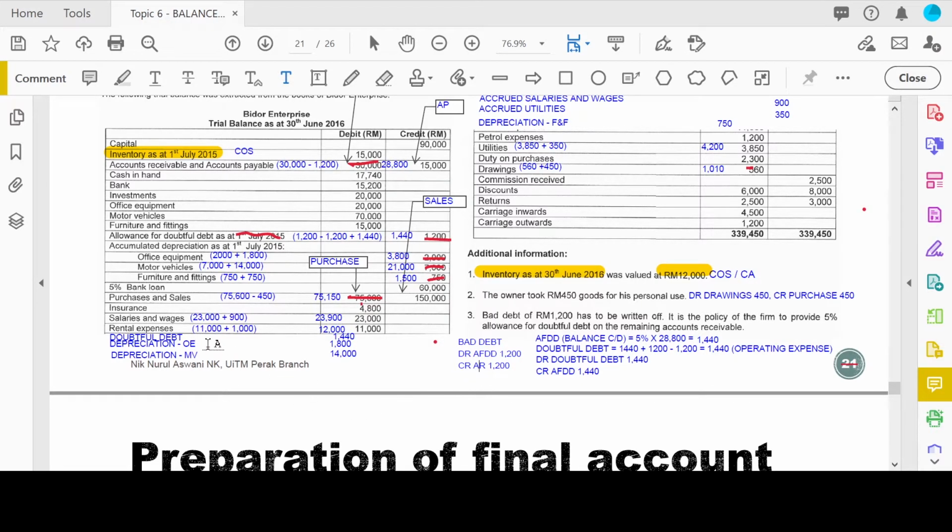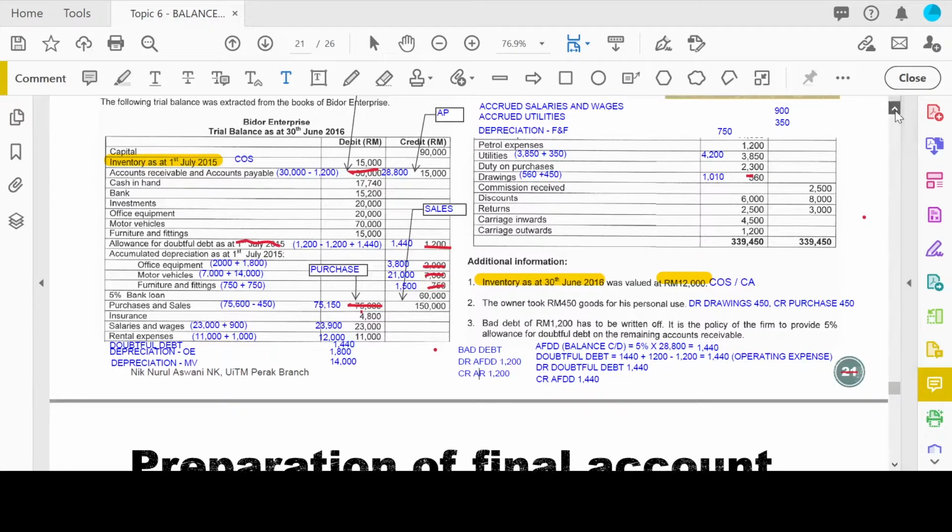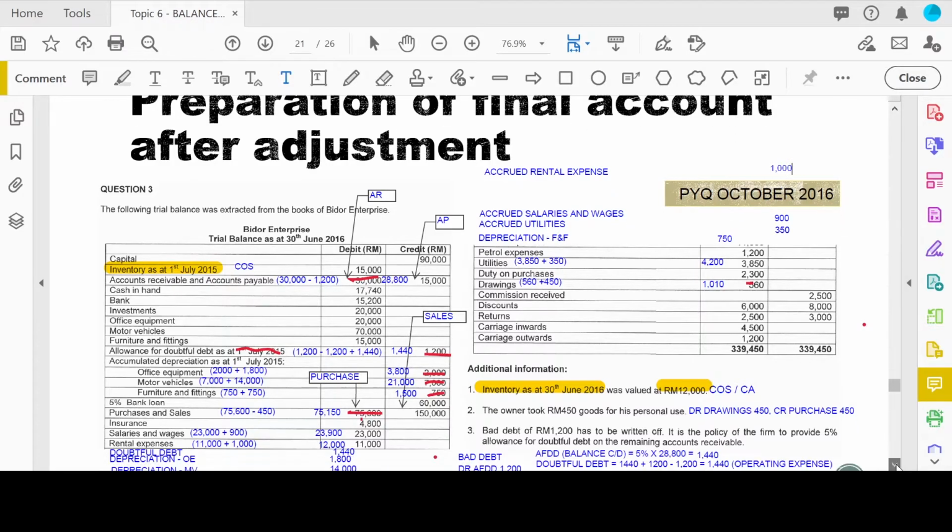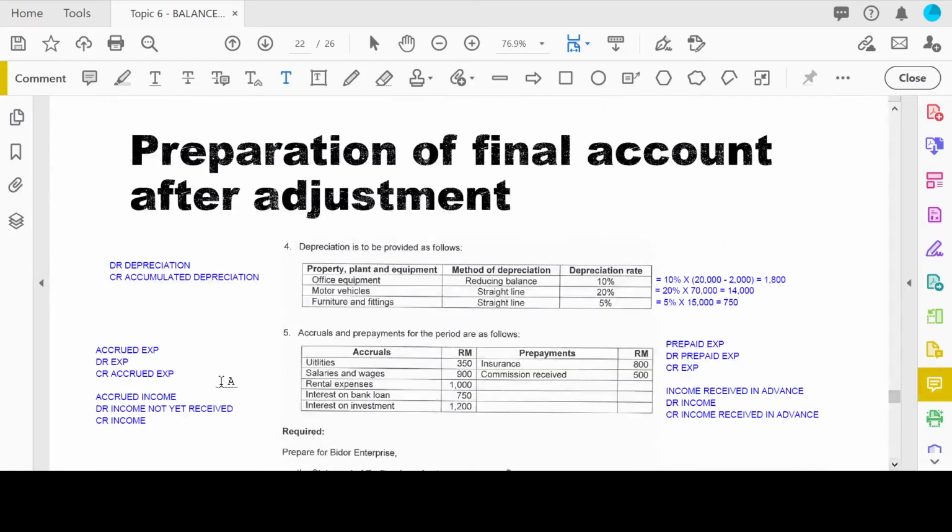Next, accrued. Then create an accrued expense account. Don't forget. So I'm going to continue up here. Accrued rental expense of 1,000 credit. Why do I credit? Because that is the journal entry: to debit expense and to credit accrued expense.